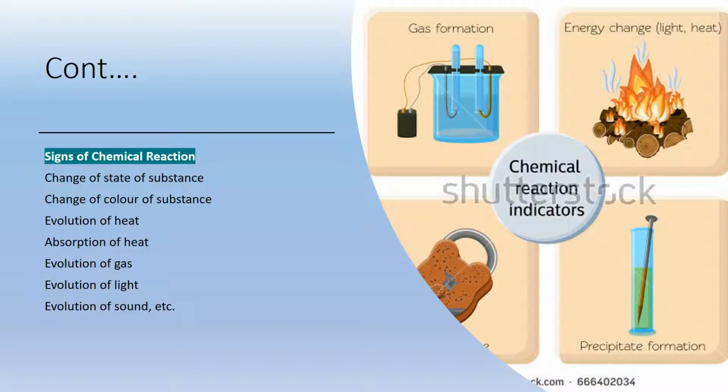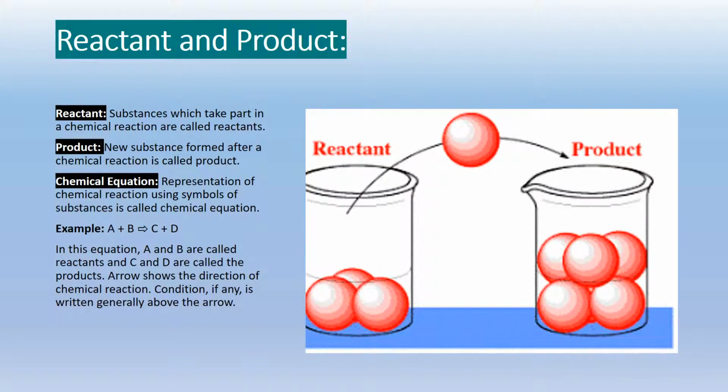Signs of chemical reaction: change of state of substance, change of color of substance, evolution of heat, absorption of heat, evolution of gas, evolution of light, evolution of sound, etc.